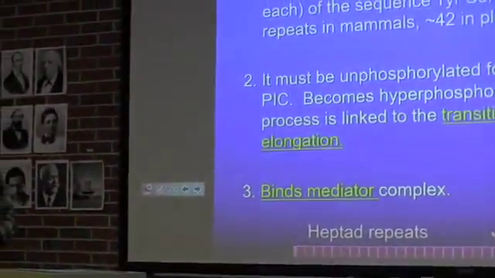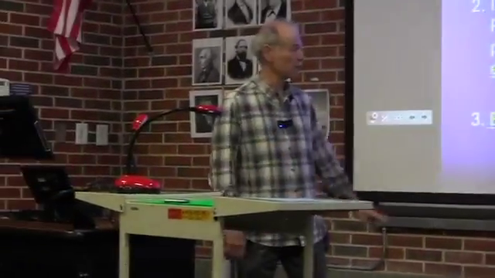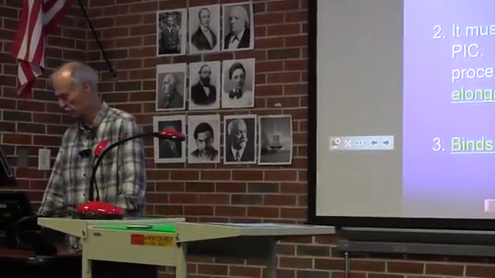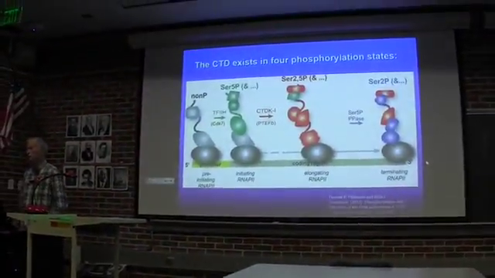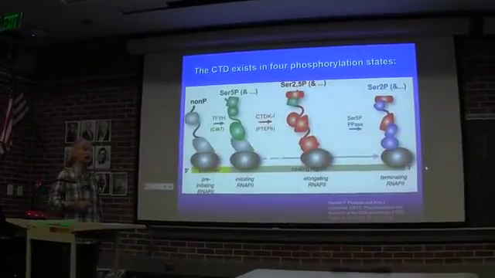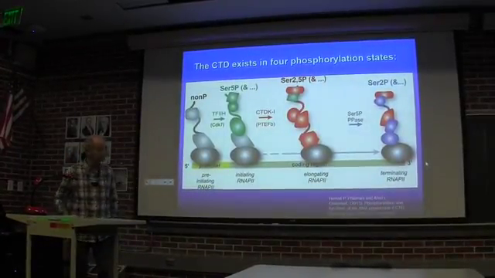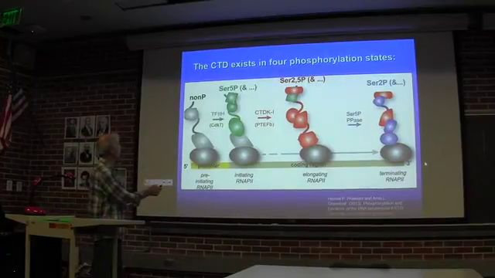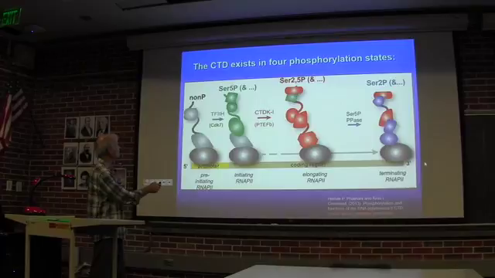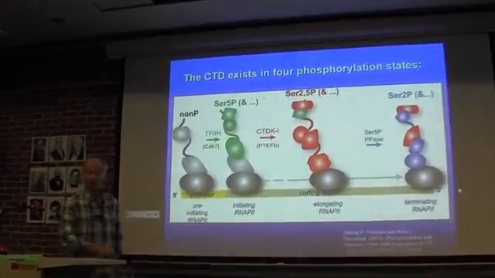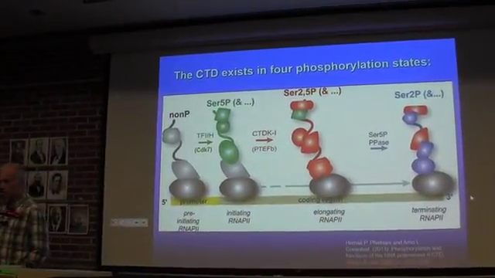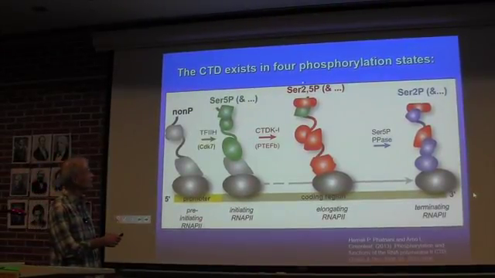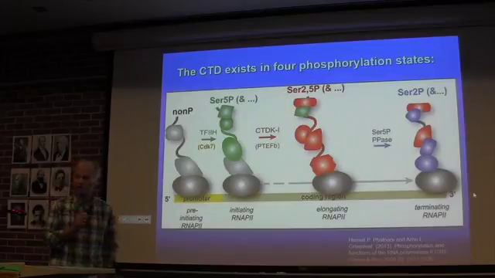So the hypophosphorylated CTD will bind to mediator in addition to the other components of the pre-initiation complex. It has several phosphorylation states, the CTD. It starts off with no phosphorylation, and there are 2 serines that participate in these phosphorylations. It's serine number 2 and serine 5.